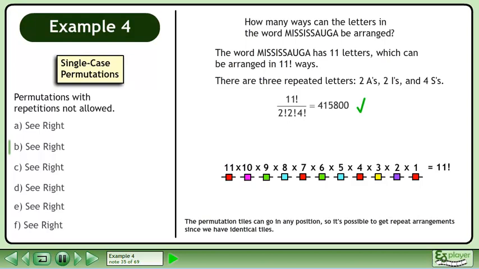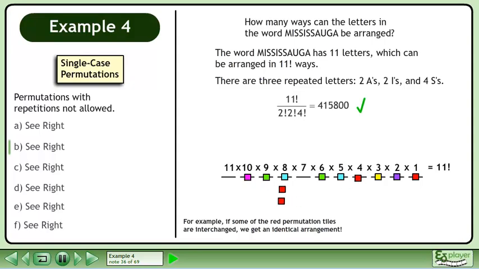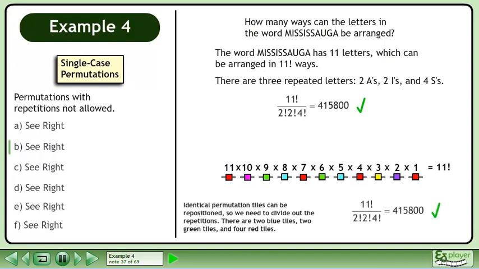The permutation tiles can go in any position, so it's possible to get repeat arrangements since we have identical tiles. For example, if some of the red permutation tiles are interchanged, we get an identical arrangement. Identical permutation tiles can be repositioned, so we need to divide out the repetitions. There are 2 blue tiles, 2 green tiles, and 4 red tiles.